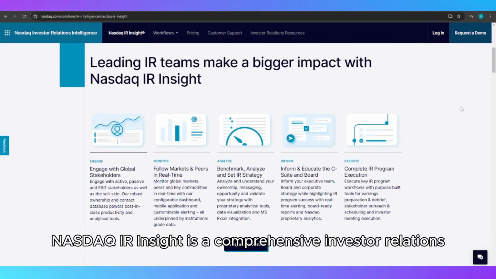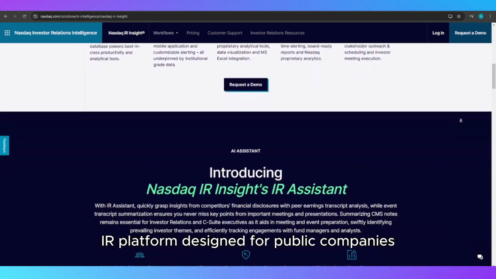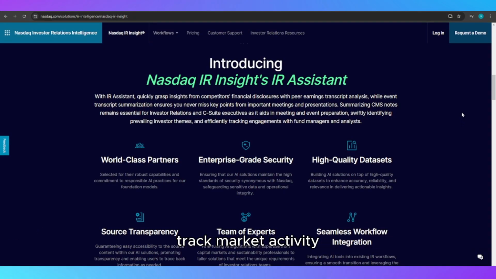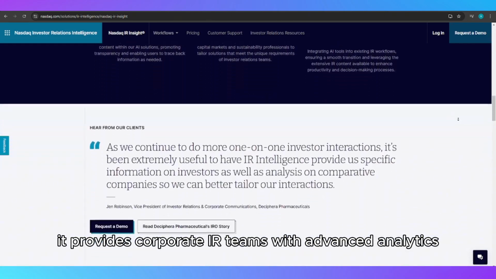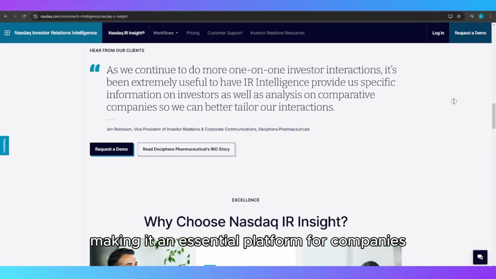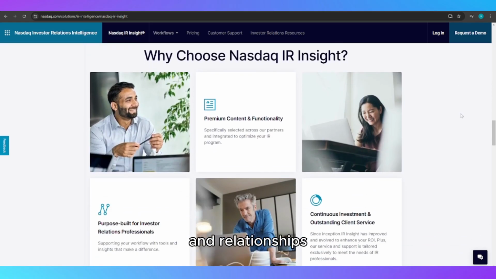Nasdaq IR Insight is a comprehensive investor relations (IR) platform designed for public companies looking to optimize shareholder engagement, track market activity, and improve strategic decision-making. It provides corporate IR teams with advanced analytics, investor targeting tools, and real-time market intelligence, making it an essential platform for companies managing investor communications and relationships.